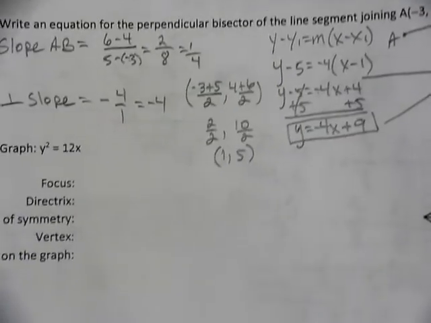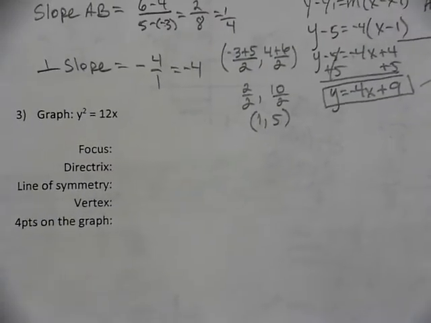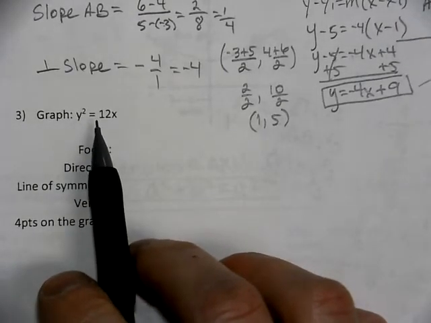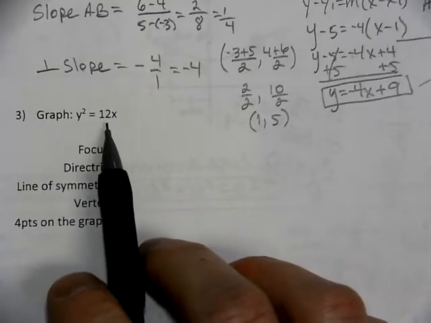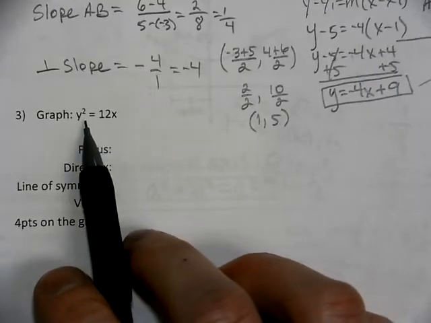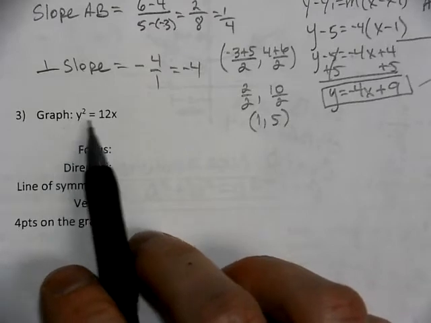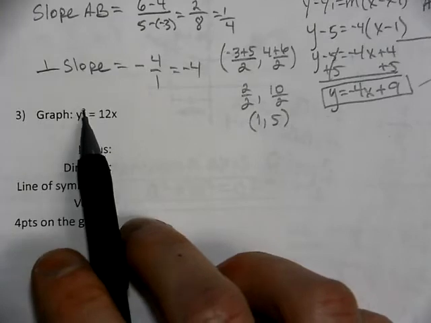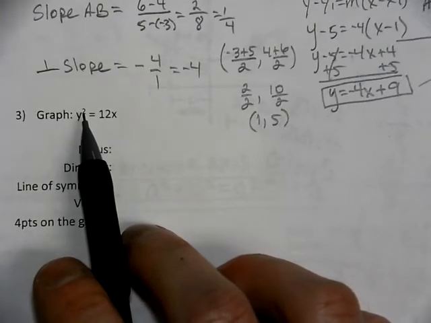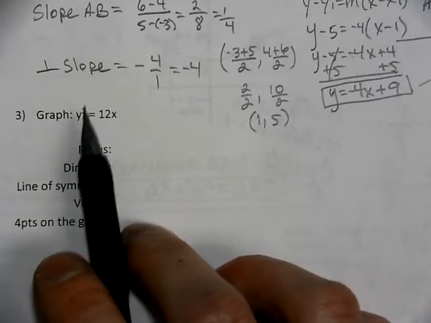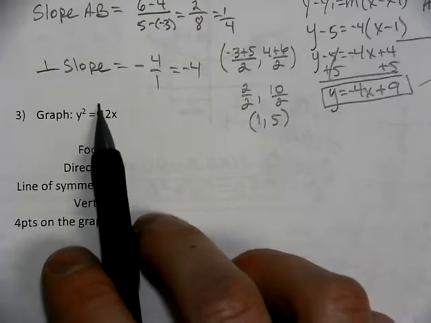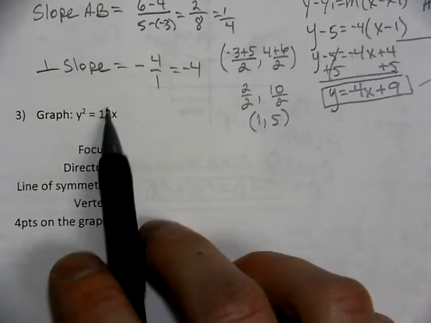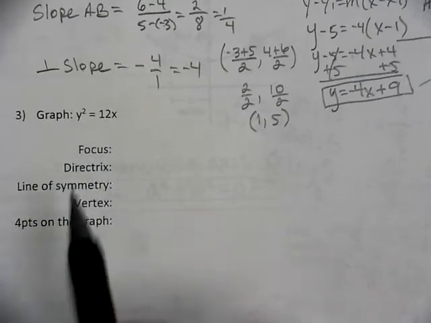We're looking at this equation. We have to determine what type of graph that is. Well, I noticed that only one of the variables is squared, so that means it's a parabola. The y is squared, so I know that it's going to be opening either right or left. And because the coefficient here, which is called the 4p, is positive, it will be opening to the right.